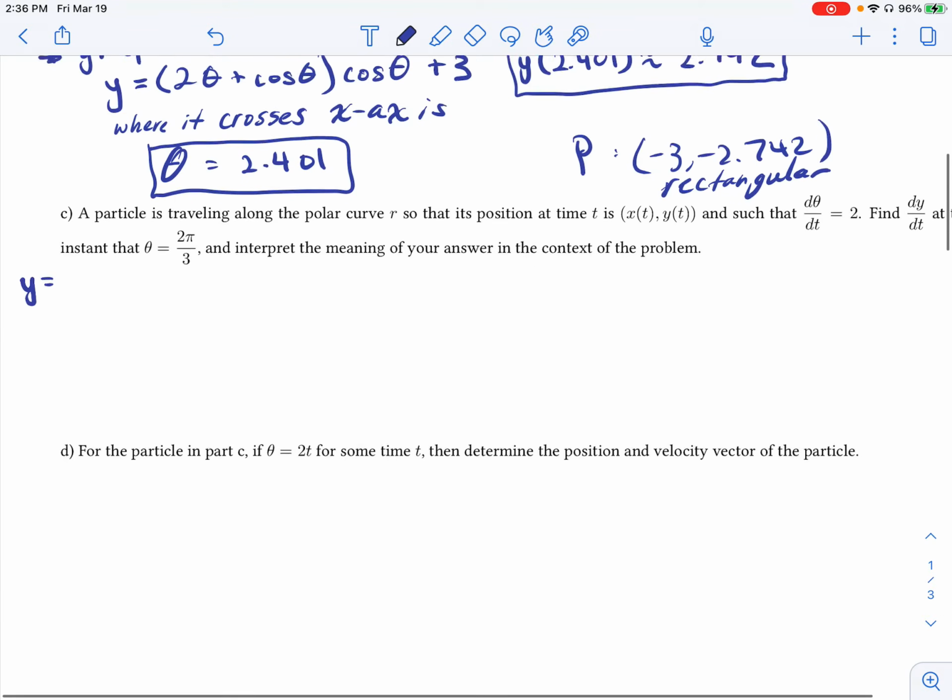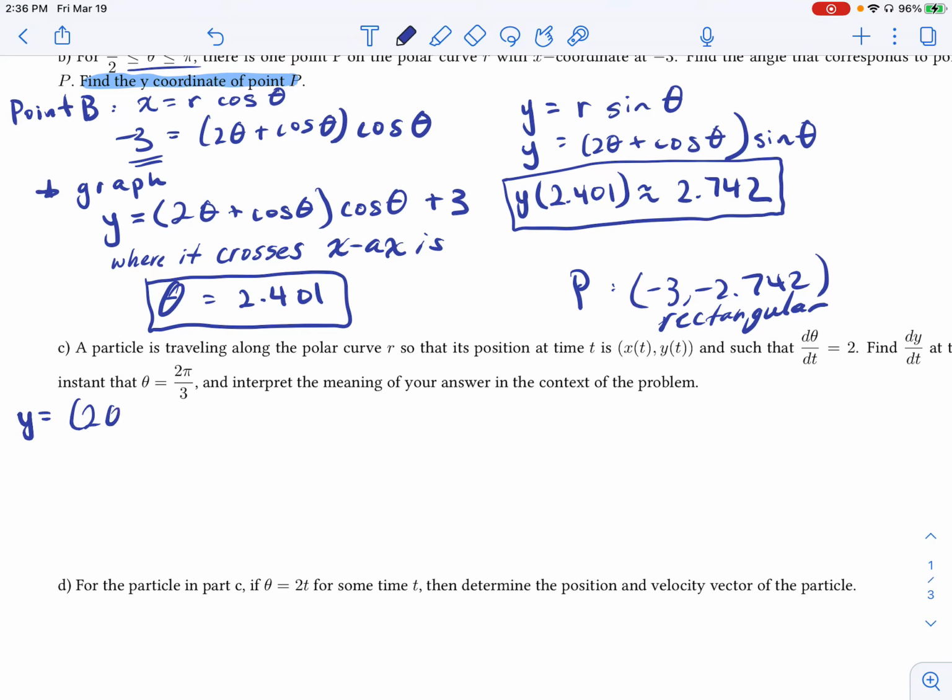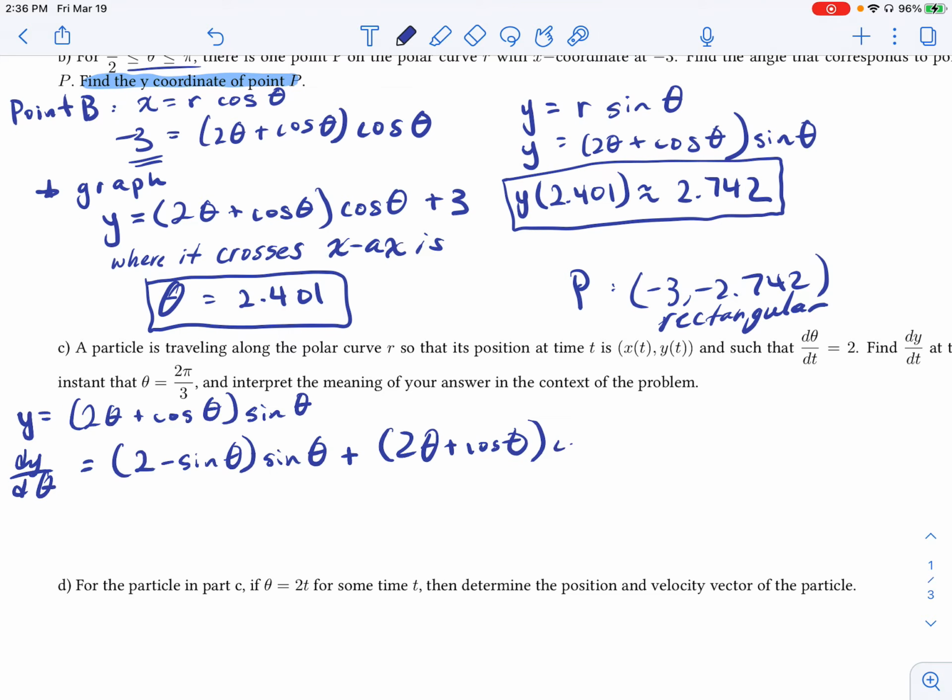So let's start with finding y. We said previously that y was equal to 2 theta plus cosine theta, times sine theta. That means the derivative of this with respect to theta would be the following. We would say 2 minus sine theta. So we're applying some product rule action here. 2 theta plus cosine theta times cosine theta. And let's just clean that up a little bit. We've got 2 sine theta if we are distributing minus sine squared theta plus 2 theta cosine theta plus cosine squared theta.